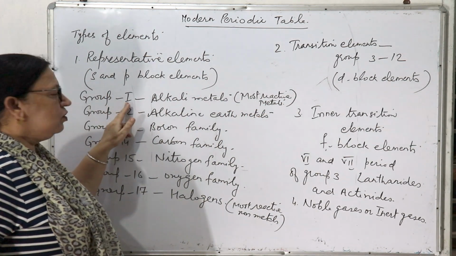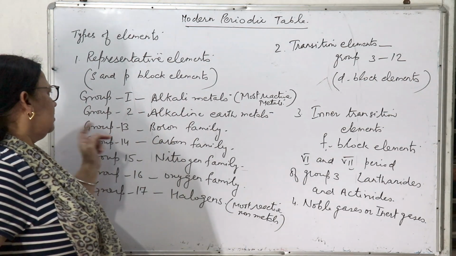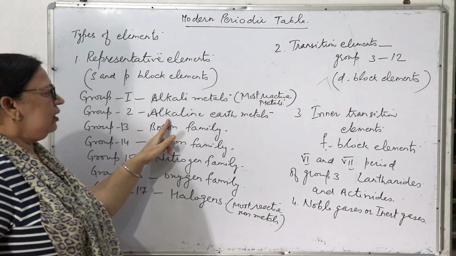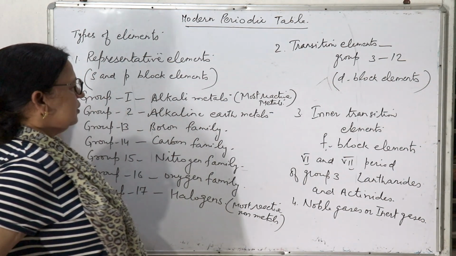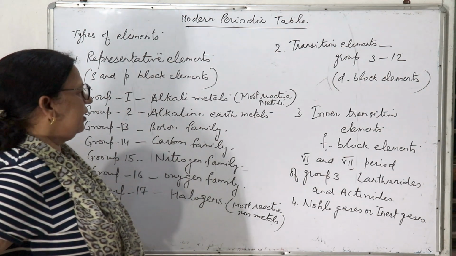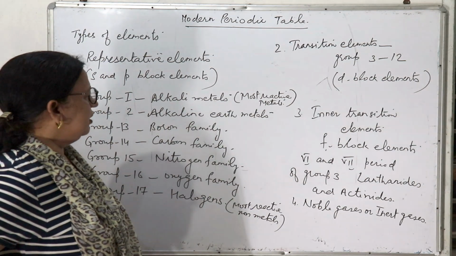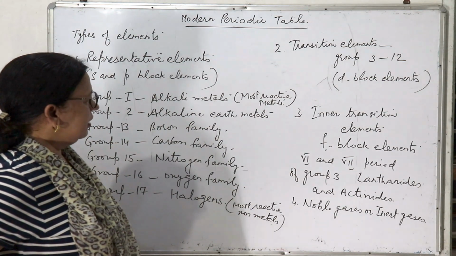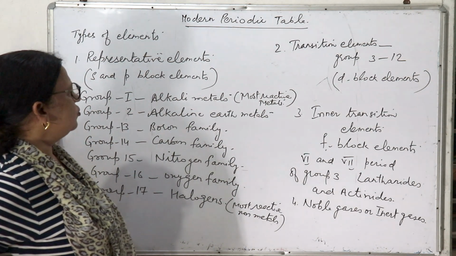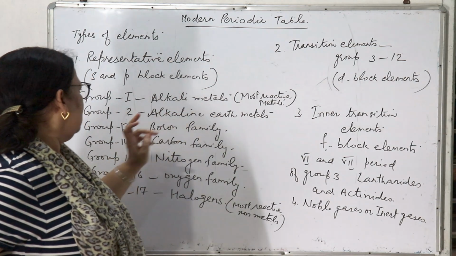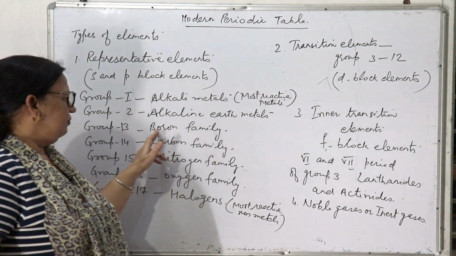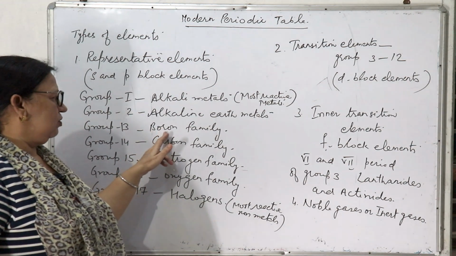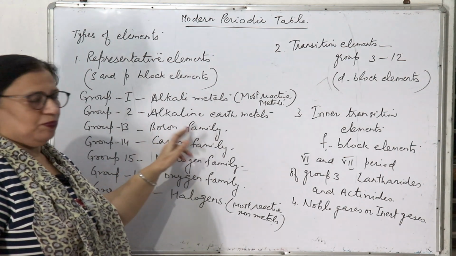Group 1 elements are called alkali metals, and group 2 are alkaline earth metals. Why are they called so? Because they also react with water and form alkalis, but weaker than group 1. Then group 13 is called the boron family. Why is this called the boron family? Because the first element is boron.